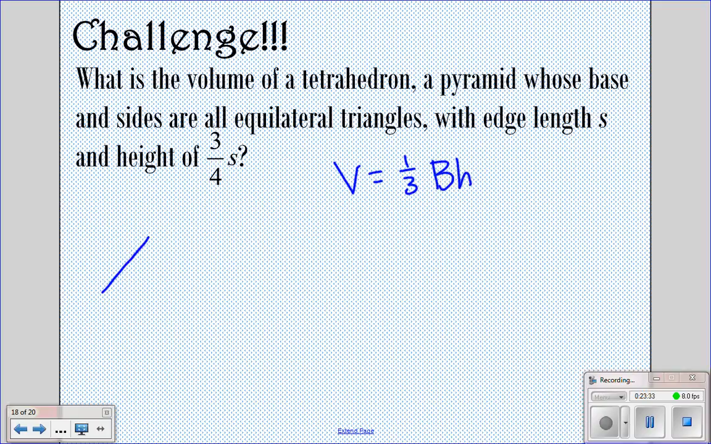So we have an equilateral triangle for our base, and we've got S for each of the sides. But I'm going to split it into 1/2 S and 1/2 S here. And so this is a 60-degree angle, and so this is a 30-degree angle. And if this is 1/2 S and that's S, this side length here is going to be 1/2 S and then the square root of 3.